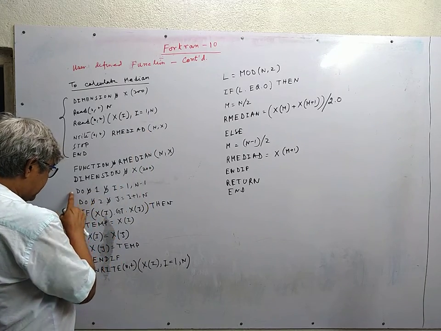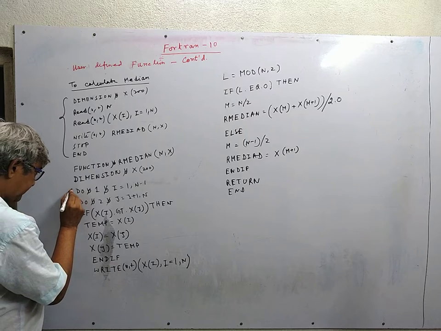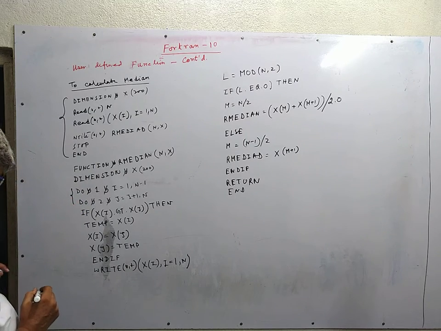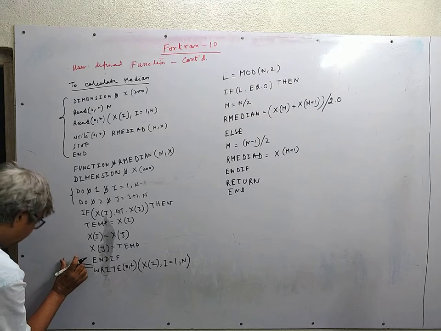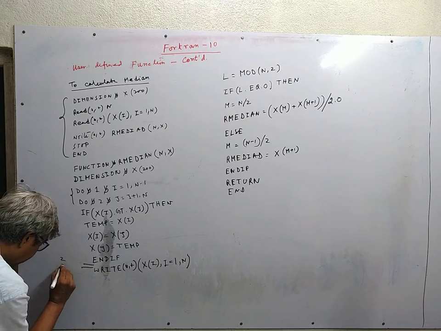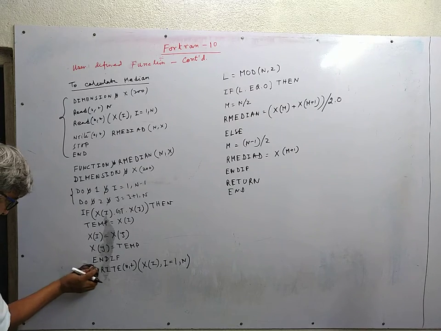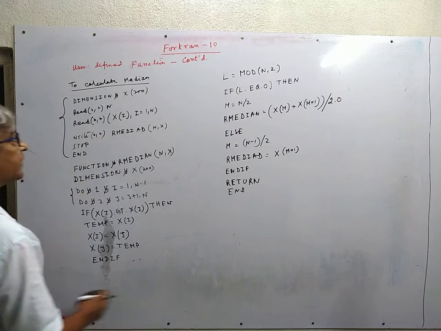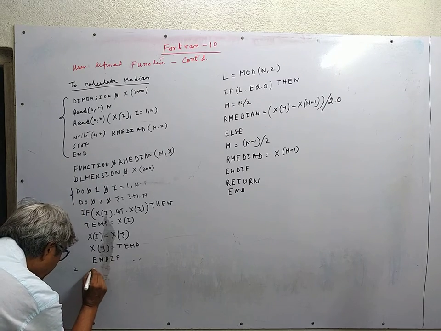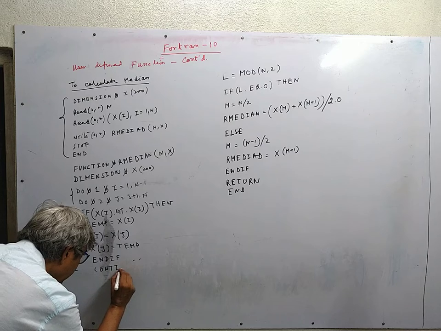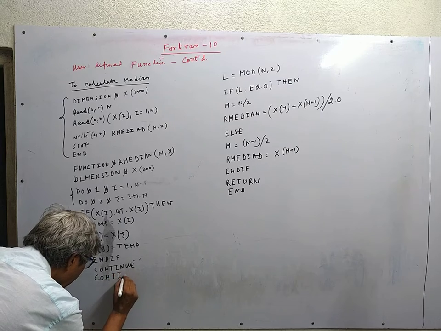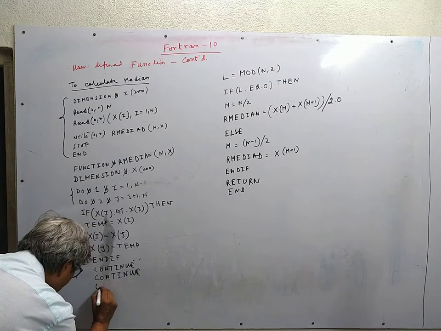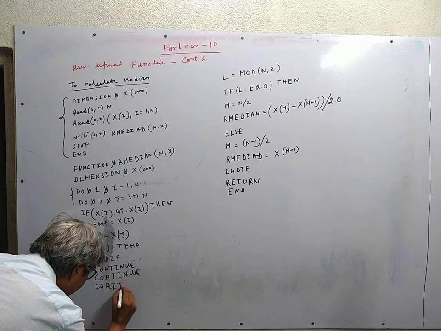Then it creates the NC2 pairs, by these two do loops. And here I missed one, first 2, then 1, these are continuous, so better to remove this line from here. 2 continue, 1 continue, write the sorted data.